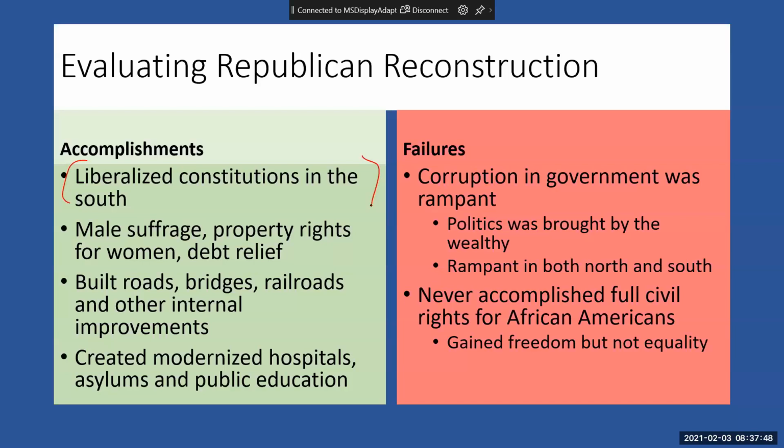They built more modernized infrastructure, so it had more roads, bridges, trains. These are all things you could say. More modernized institutions like hospitals, school systems, asylums. They never really had those things updated before.